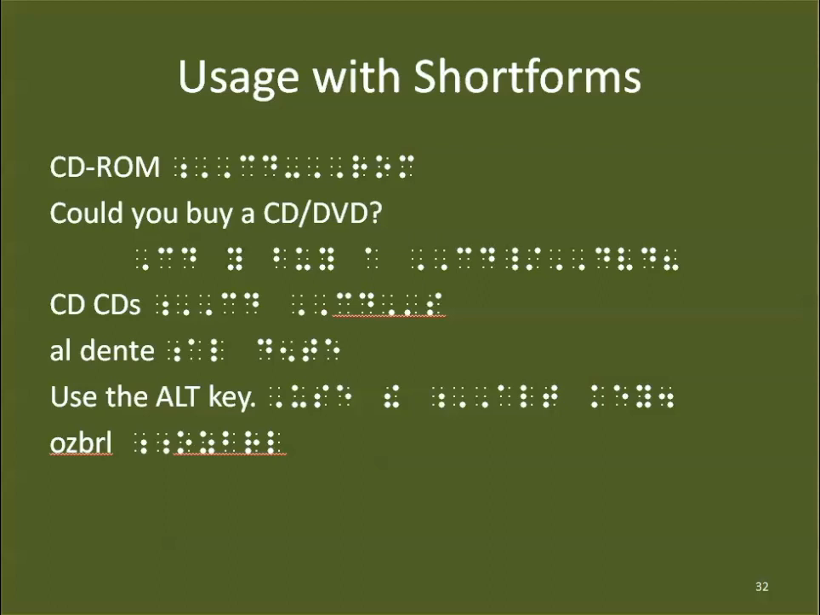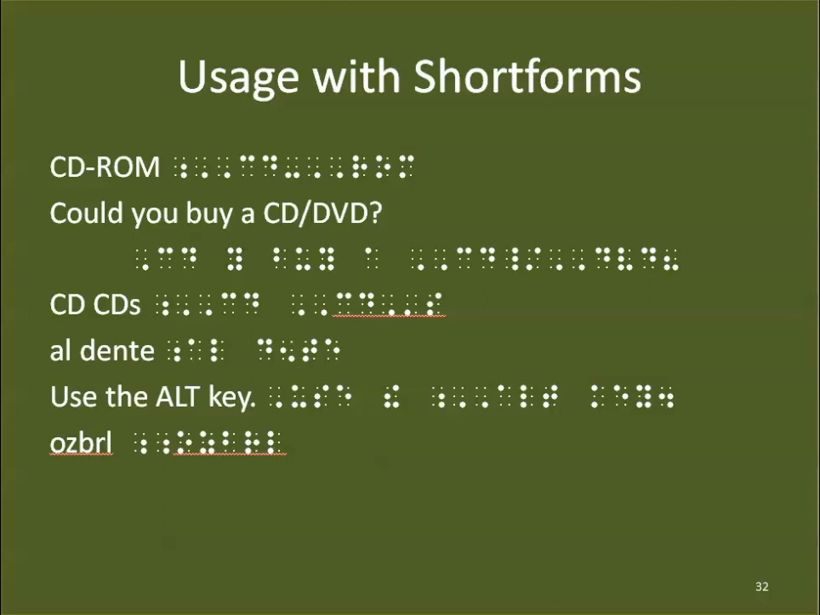The next example is, could you buy a CD/DVD? In this example, CD is not standing alone because it has a space on one side and a slash on the other. So it can't be confused with anything. We do not need a grade 1 indicator there in front of the CD because it's not standing alone.